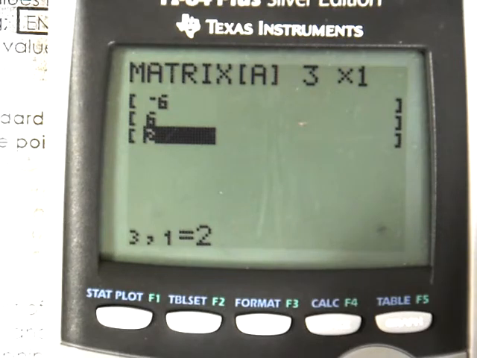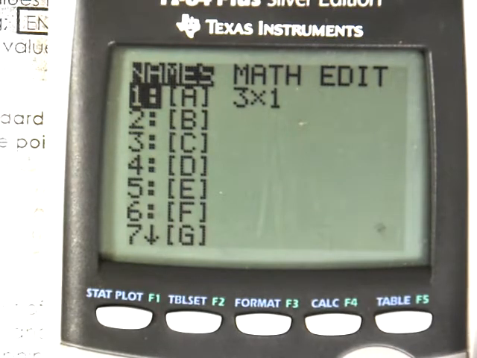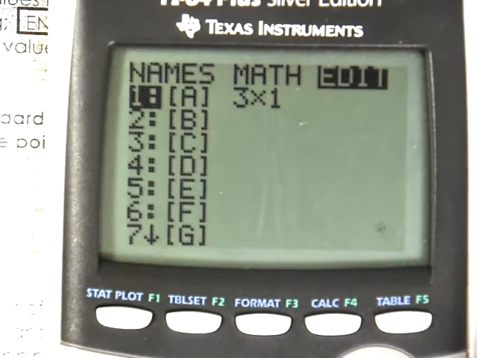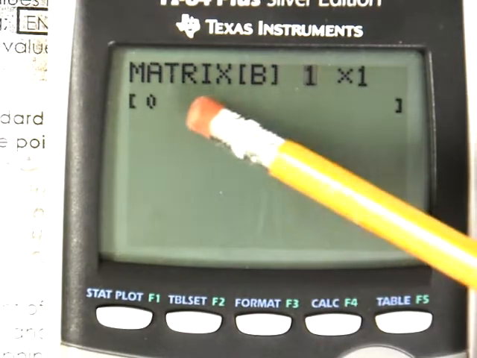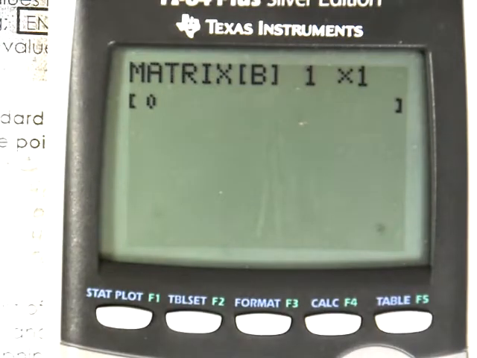Now, oddly enough, we have to get out of, let's see, go back to matrix. Sorry, then we're going to go over to edit, and we're going to edit the B matrix and hit enter. So now we're in the B matrix.